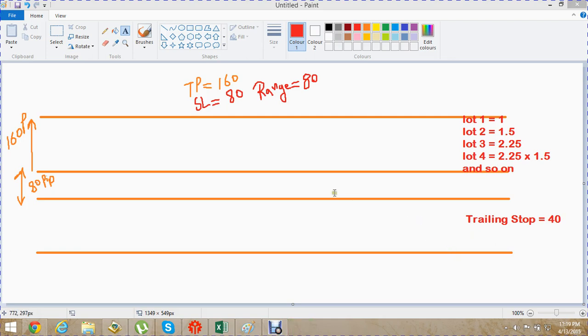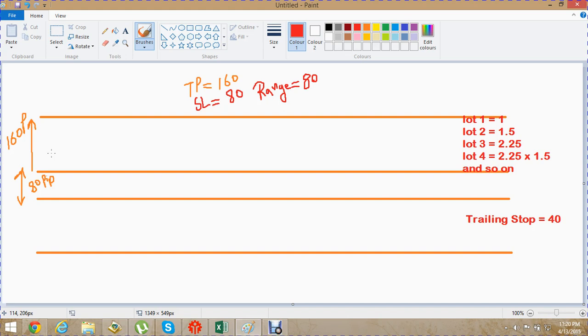For this trading strategy, we are basically using a take profit of 160 pips, a stop loss of 80 pips, and our range will be 80 pips. What we basically do when trading this strategy is place a trade, and I will also tell you when you have to place that trade, because you have to choose the best time to place your trade. Obviously you will place the trade based on some indicators, and I will also explain how you do it.